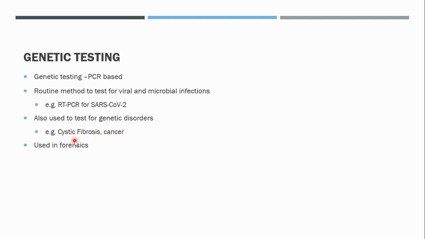For example, cystic fibrosis, which occurs as a result of a mutation or multiple mutations in one gene, and we can use PCR to assess these mutations. Genetic testing is also used in cancer, and that's because cancer contains mutations in multiple different genes, and this affects the way that cancer cells tolerate different drugs and can be used to identify mutations that contribute to cancer development.